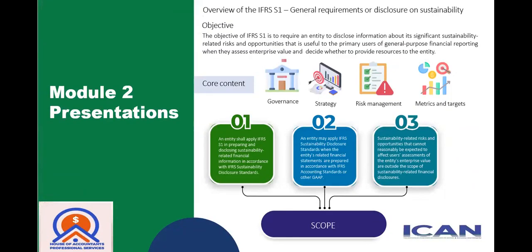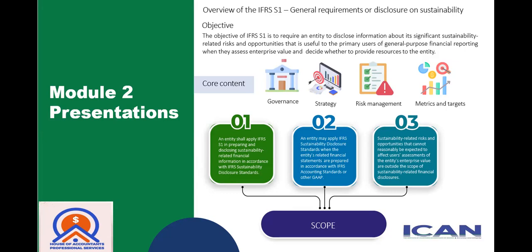Okay. What is the overview of IFRS S1, the requirements or disclosure on sustainability? The objective is to require an entity to disclose information about its significant sustainability-related risks and opportunities that is useful to the primary users of general purpose financial reporting when they assess enterprise value and decide whether to provide resources to the entity. So we have the 4 aspects we've talked about before. An entity shall apply IFRS S1 in preparing and disclosing sustainability-related financial information in accordance with IFRS Sustainability Disclosure Standards.